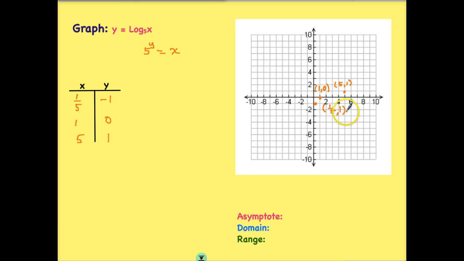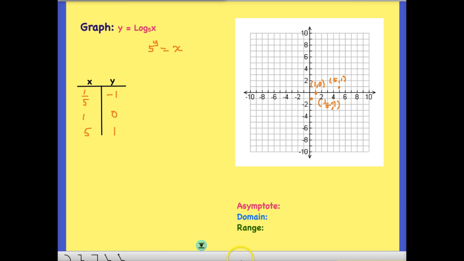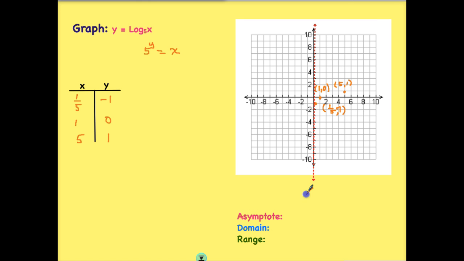Now, how are we going to connect this line? Well, in order to do that, we need to make sure that we first draw in our asymptote. Since we don't have any shifts here, we don't have an h value, we know that our asymptote will still be at x equals 0. We'll go ahead and draw that in. So x equals 0 right here. We have a vertical asymptote. And now we can connect these dots.